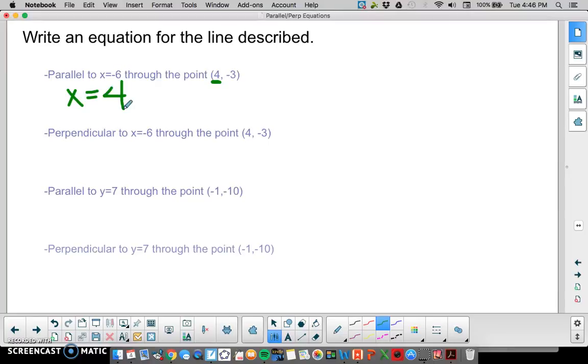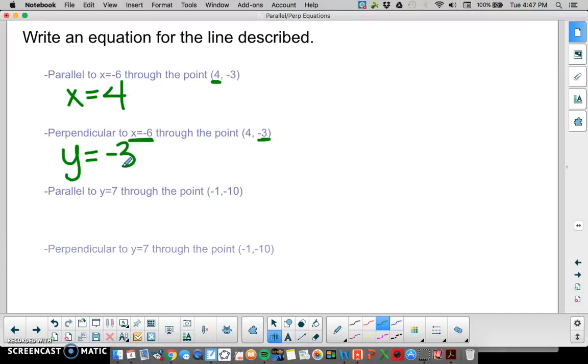All right, now I want the line that's going to be perpendicular to x equals -6 through the point (4, -3). In order for them to be perpendicular, x equals -6 is a vertical line. So I know perpendicular lines will look like a horizontal line. I know horizontal lines have 0 slope and look like y equals a number. So it will be y equals that y value of that point. So y equals -3 will be perpendicular to the vertical line x equals -6, and it will pass through the point (4, -3).